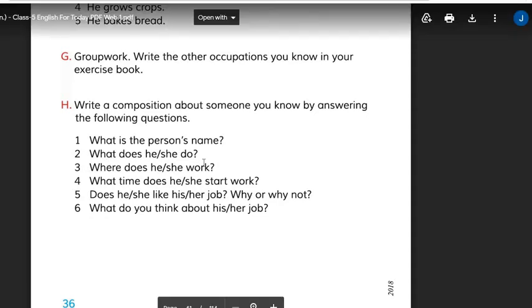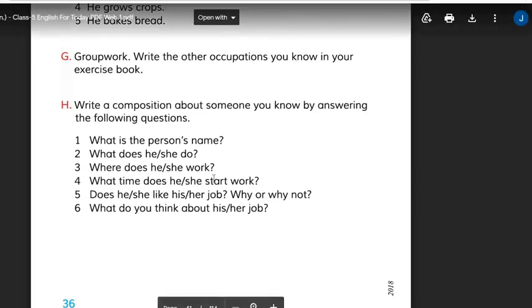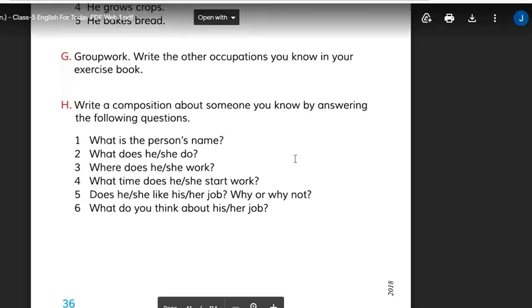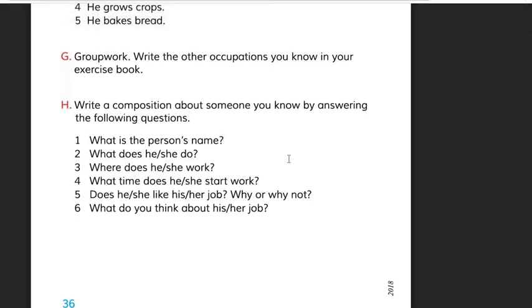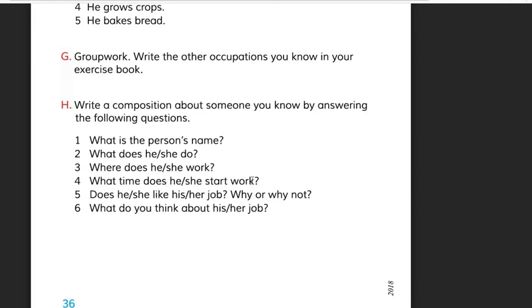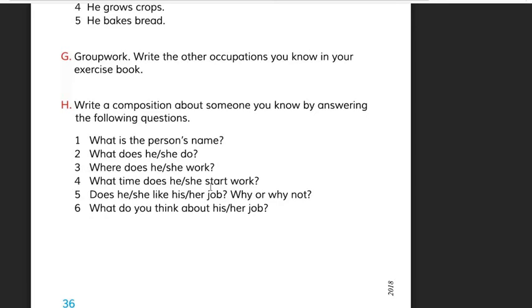What does he or she do? Write what she or he does. And where does she or he work? Write the workplace of her or him. What time does he or she start work? From what time he starts his work.